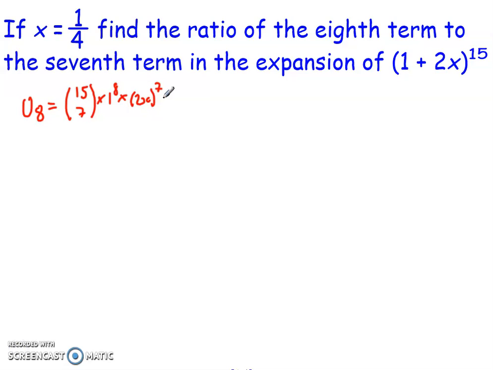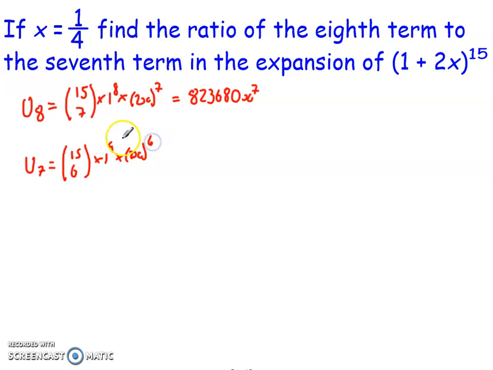What I then do is I take this, calculate my binomial coefficient, calculate 2 to the power of 7, and combine them. Once I do that, I end up getting 823,680 x^7. So a nice, simple, easy term. I then do my 7th term, so I'm going to call that u7. And again, remember the trick, our binomial coefficient is given by 15, 6. That's then going to be times by 1 to the power of 9 times 2x to the power of 6. Again, the check, add the powers, 9 plus 6 is 15.